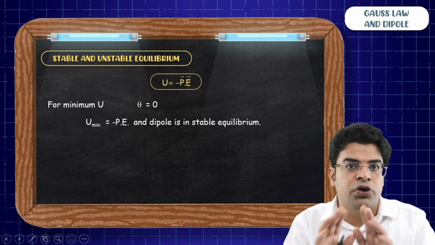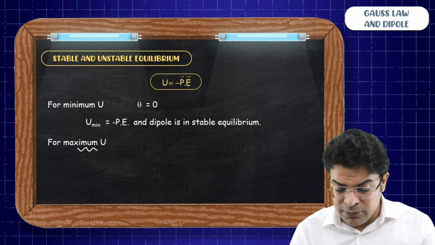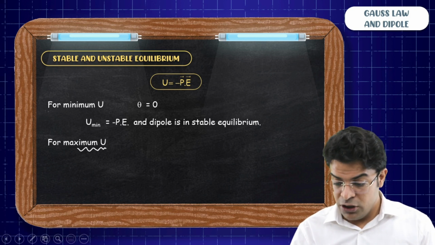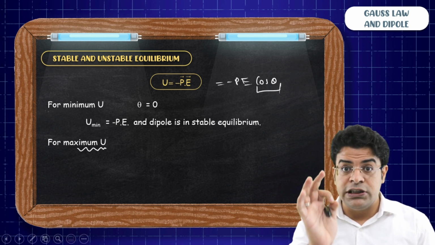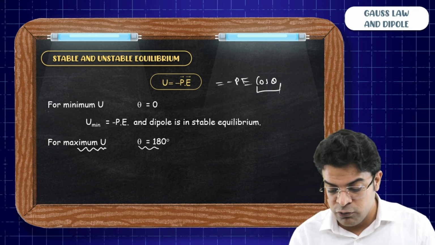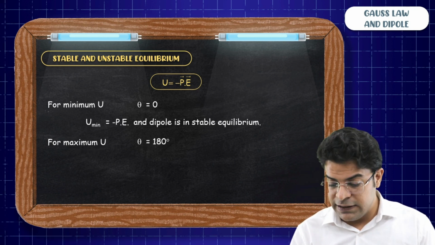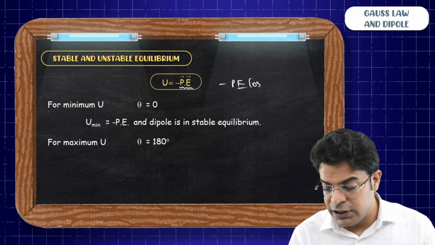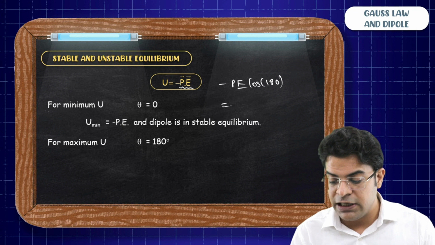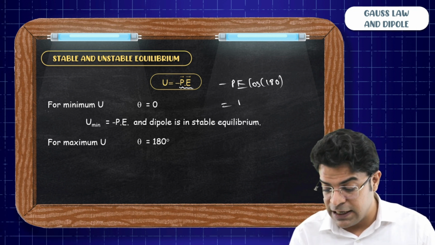It has got minimum potential energy. For maximum value of potential energy, minus Pe cos theta should be minus 1. For cos theta to be minus 1, theta should be equal to 180 degrees. When you take theta as 180 degrees, the potential energy comes out to be minus Pe cos 180. Cos 180 is minus 1, so you get minus Pe into minus 1, that becomes plus Pe.